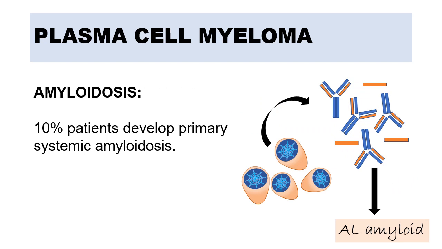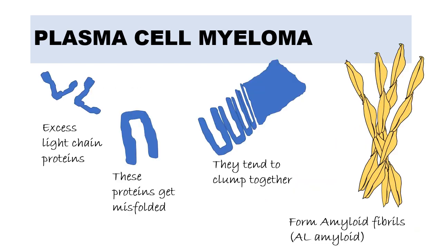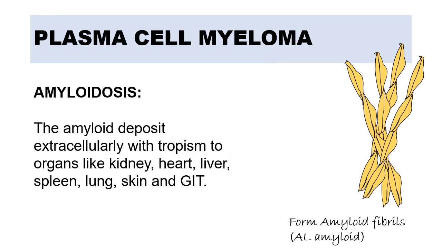10% of patients with multiple myeloma develop systemic amyloidosis. The amyloid is an AL type of amyloid, which is formed from the excess free light chains. The excess light chain proteins get misfolded and clump together to form the amyloid fibrils, which is called the AL amyloid. The amyloid deposits itself extracellularly and has a particular tropism to organs like the kidney, heart, liver, spleen, lungs, GIT, as well as the skin.